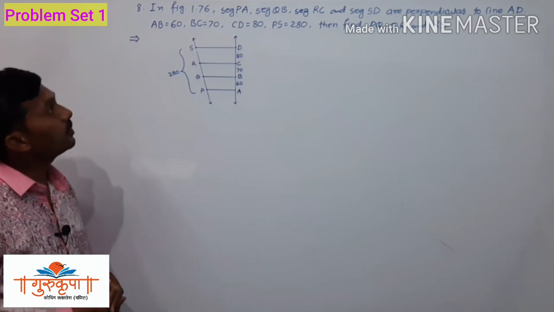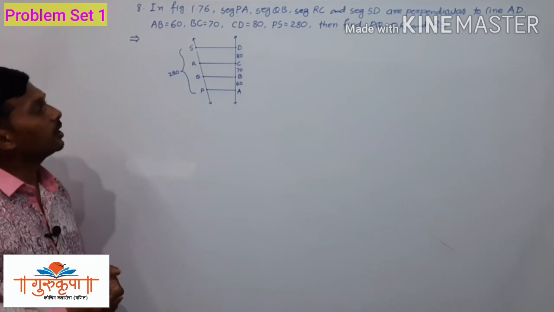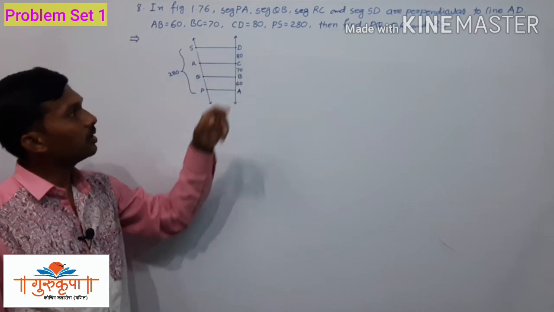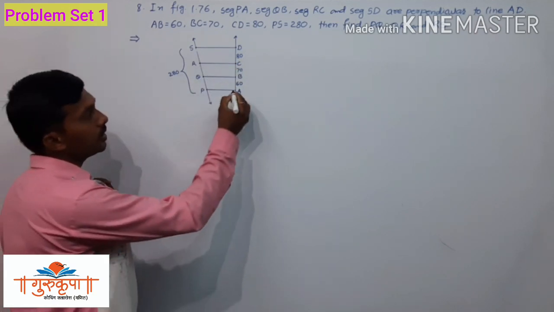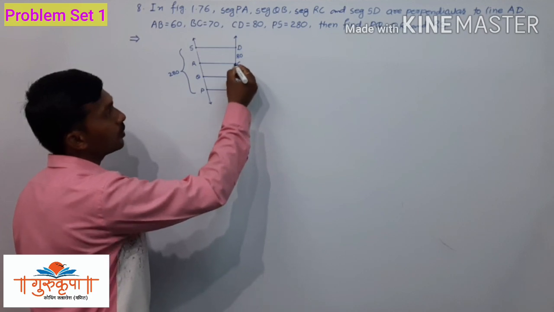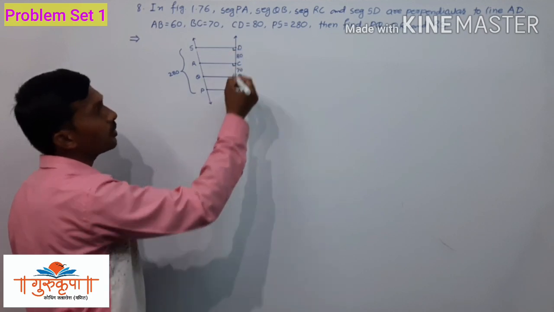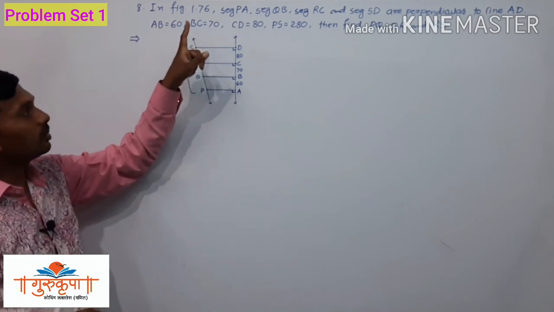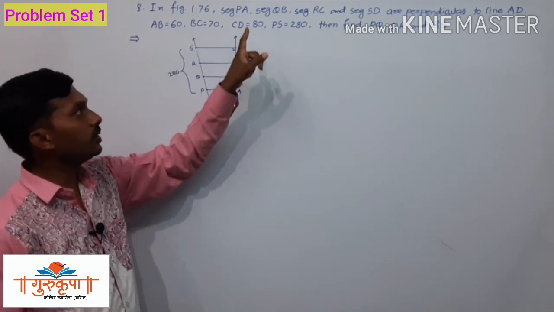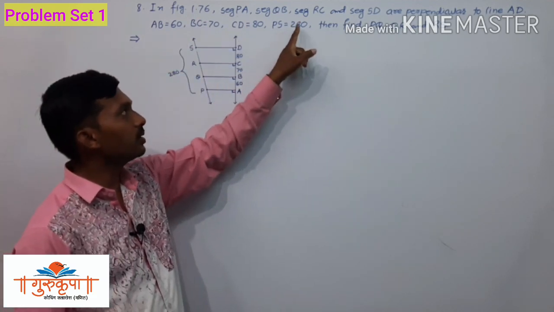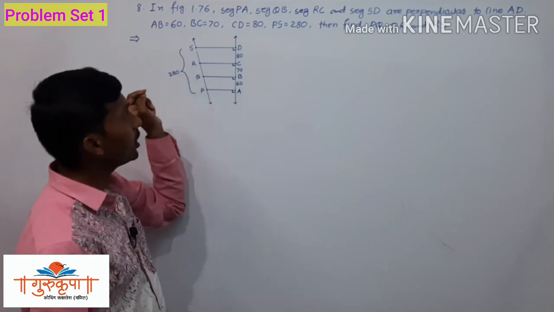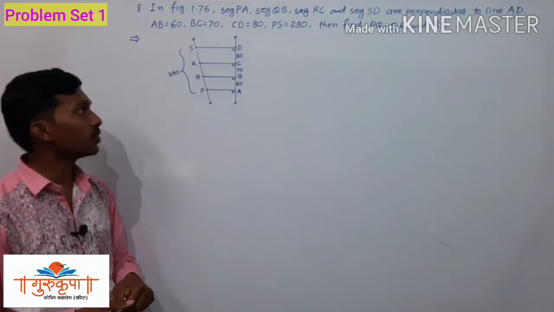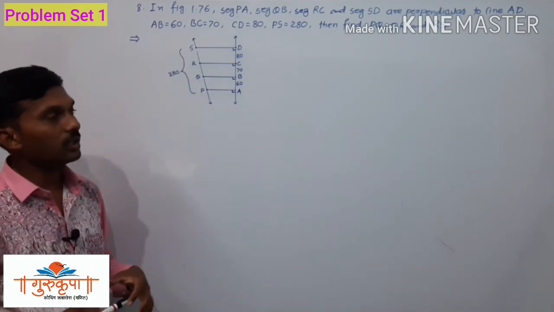The question is, in figure 1.76, seg PA, seg QB, seg RC and seg SD are perpendicular to the line AD, that is given information. All these 4 segments are perpendicular to the same line, that is line AD. AB is equal to 60 units, BC is equal to 70 units, CD is equal to 80 units and PS is equal to 280 units. Then find PQ, QR and RS. We have to find the measurements of the segments PQ, QR and RS.